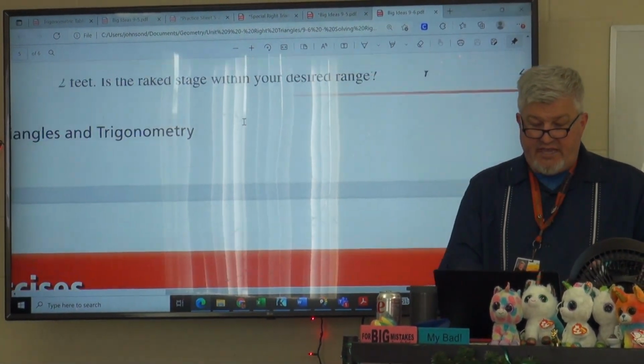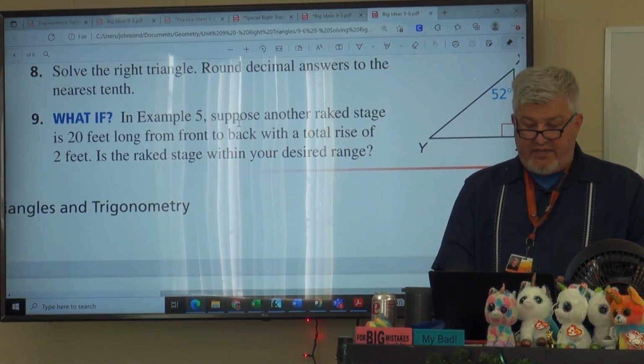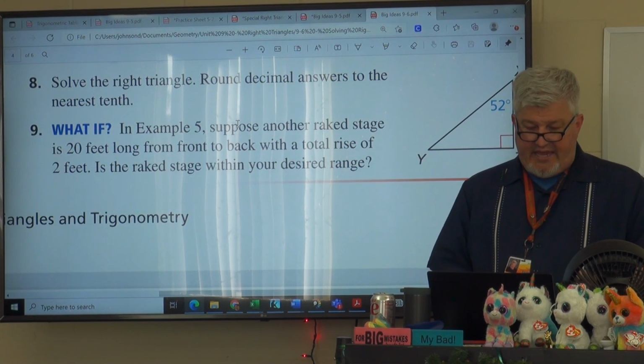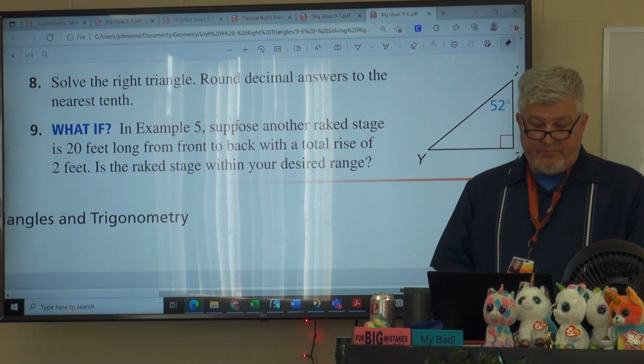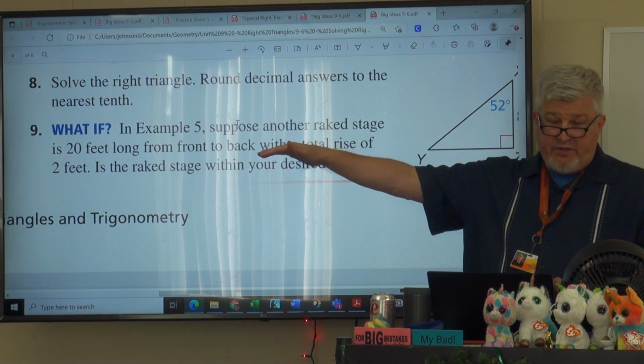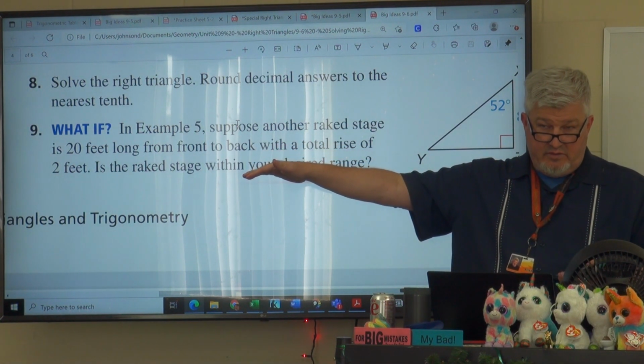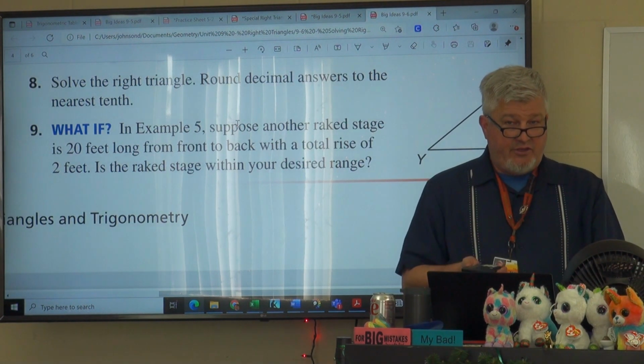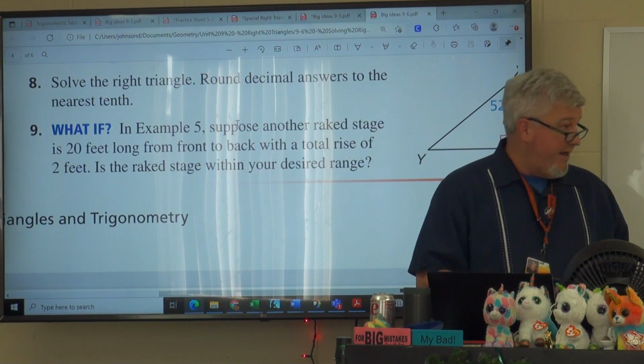The last thing here says, suppose another raked stage is 20 feet long with a total rise of 2 feet. Is that raked stage within your desired range? So instead of 30 feet long, it's 20 feet long. Pause now and calculate it out. All right, we're back now.